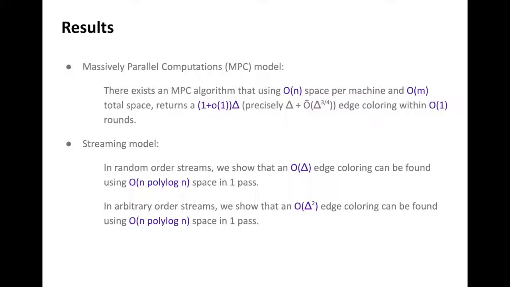I'll specifically focus on the streaming algorithms in this talk because there's an obvious open question of whether an O(Δ) edge coloring can be achieved in adversarial arrival streams, and also the algorithms are pretty straightforward and easy to describe. So let's start with the model.